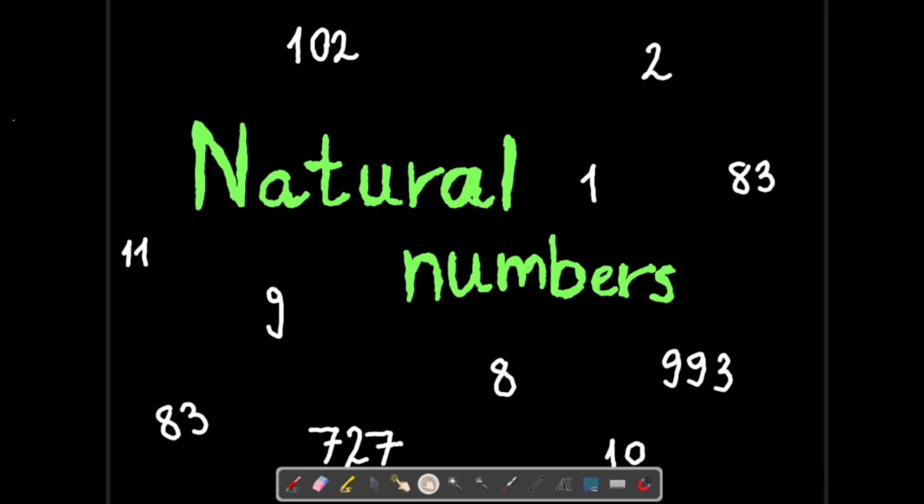So, what are natural numbers? Natural numbers are numbers with which we count objects, such as 1, 2, 3, 4, 10, 20, 100, 1,000,000, and so on. Obviously, there are infinitely many natural numbers. I have written some of them here on the blackboard, as you can see right here.